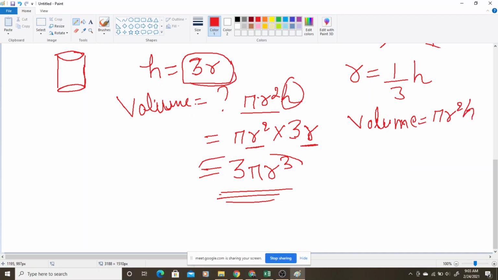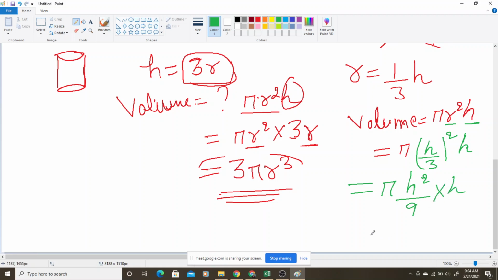Now this time what we are given is r is equal to h by 3, because 1/3 h means h by 3. So in place of r, you will be putting h by 3. It will be h by 3, and then you will do the square, and then one more h is there, you will keep it like this only. So it will be pi h square by 9 multiply by h. So it will be pi h cube by 9, pi h cube upon 9.